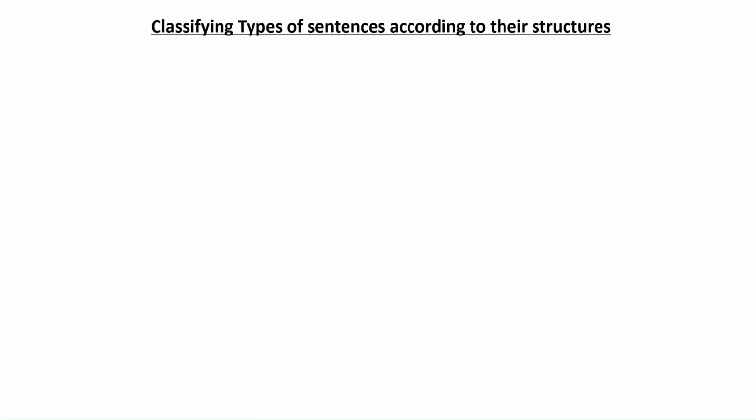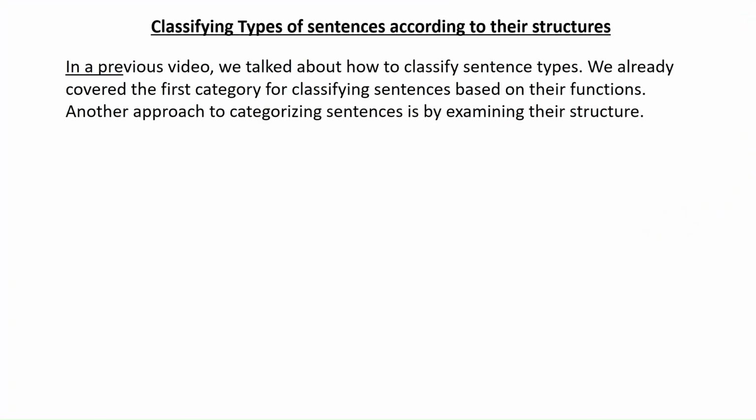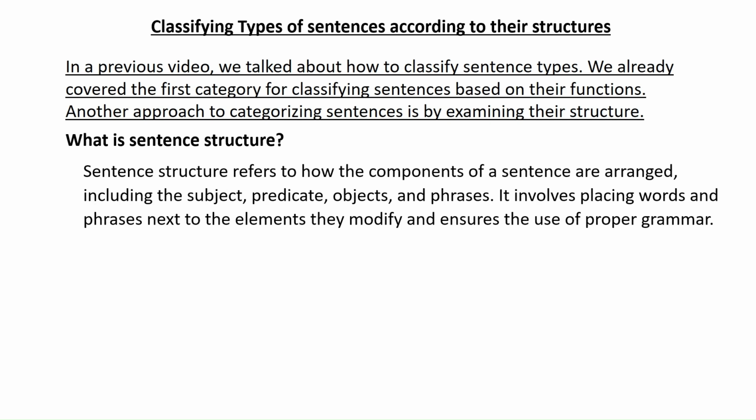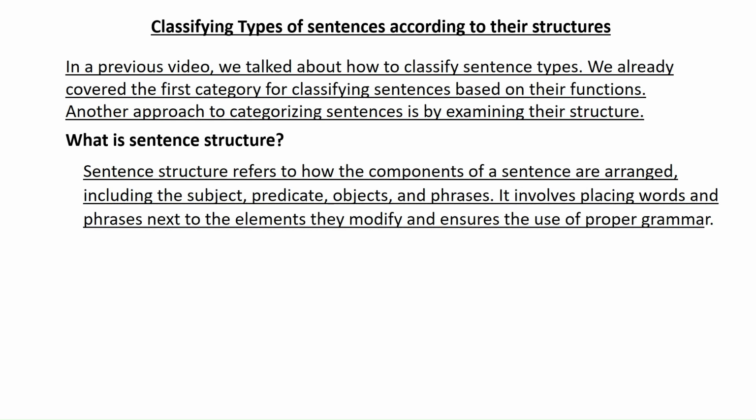We already covered the first category of classifying sentences based on their function. And we said then there is another approach to categorizing sentences based on their structure. But what is sentence structure? Sentence structure refers to how the components of a sentence are arranged. Those components like subject, predicate, objects, phrases, etc. It basically involves placing words and phrases next to the elements they modify and ensures the use of proper grammar.